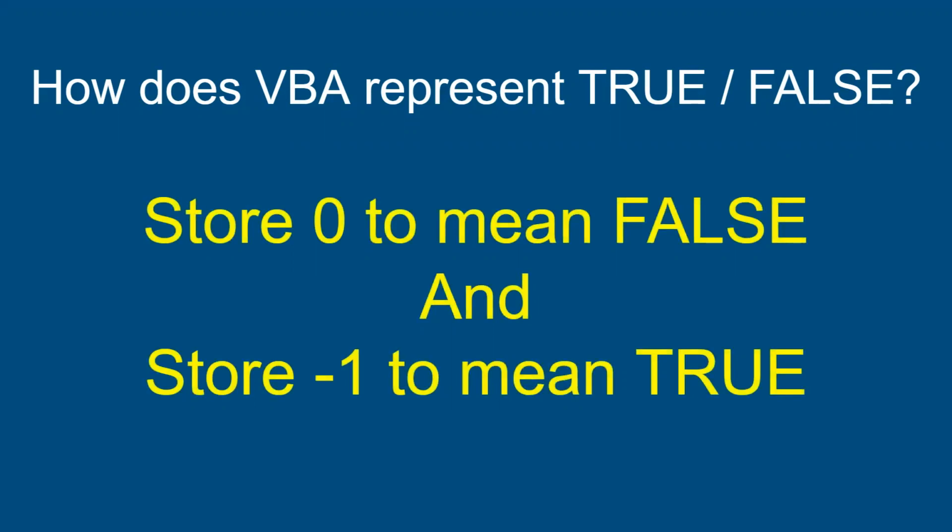How do we store true and false values? This one seems a little bit weird. So VBA stores 0 to mean false, and it stores -1 to mean true. Almost every language that I've seen stores 1 to mean true. VBA stores -1 to mean true. I don't have a good excuse for that.